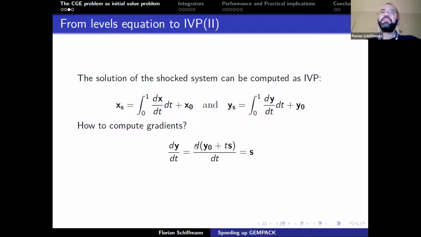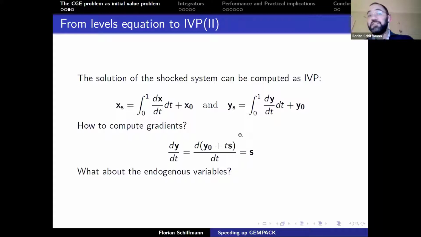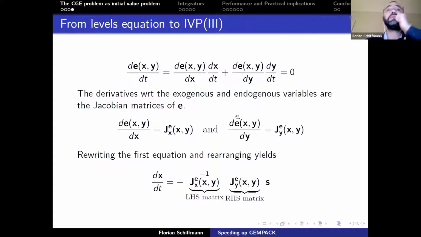The answer for dy/dt is pretty straightforward because I beforehand defined an analytical function for it, so we can simply solve it in this way. But what about the endogenous variables? Well, that is a tiny bit more involved, I'm afraid, but still reasonably straightforward.